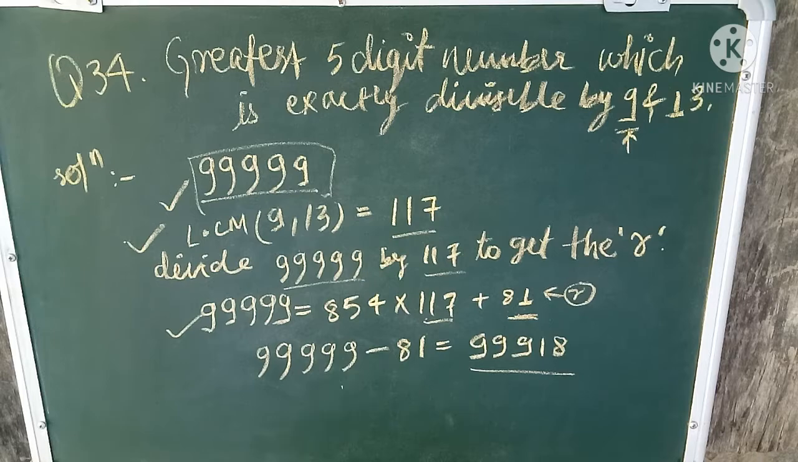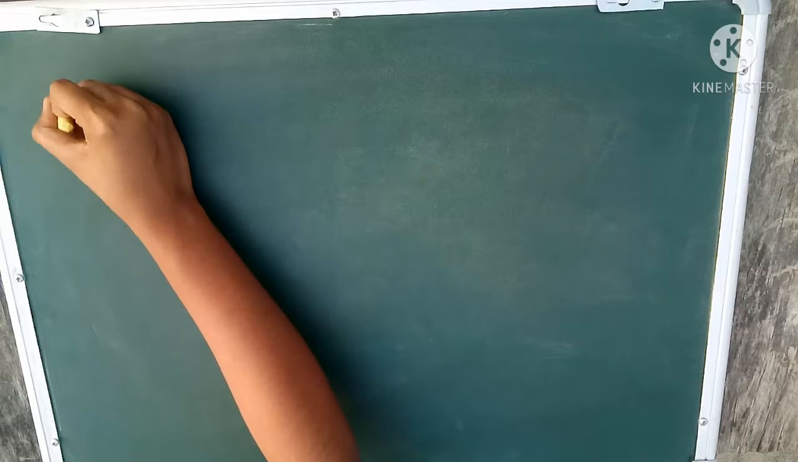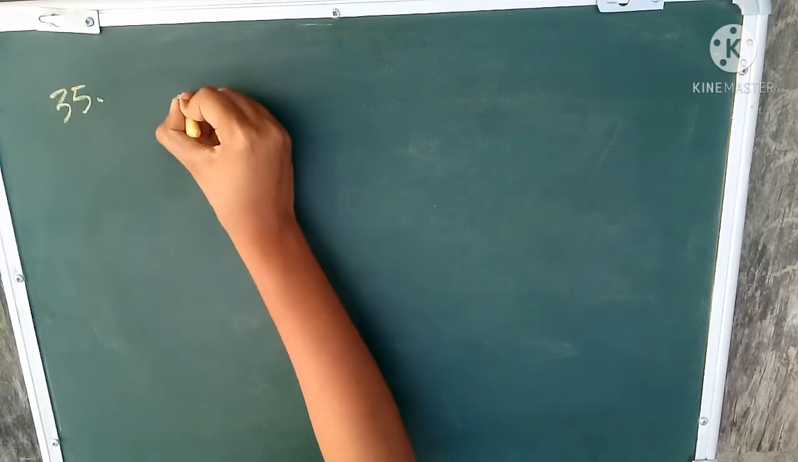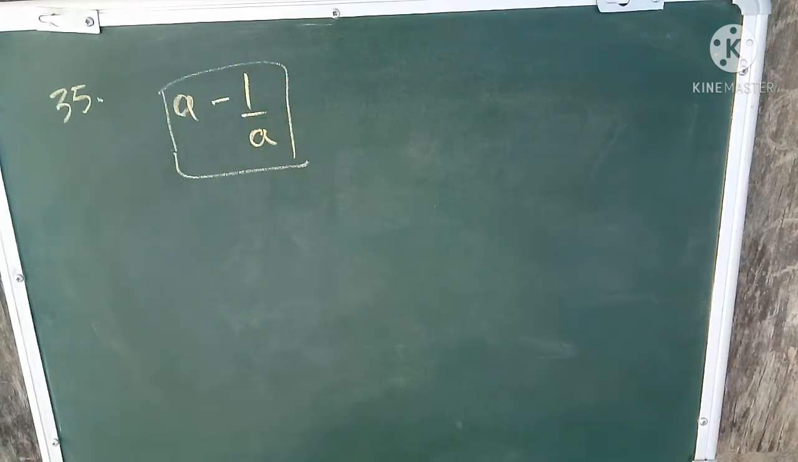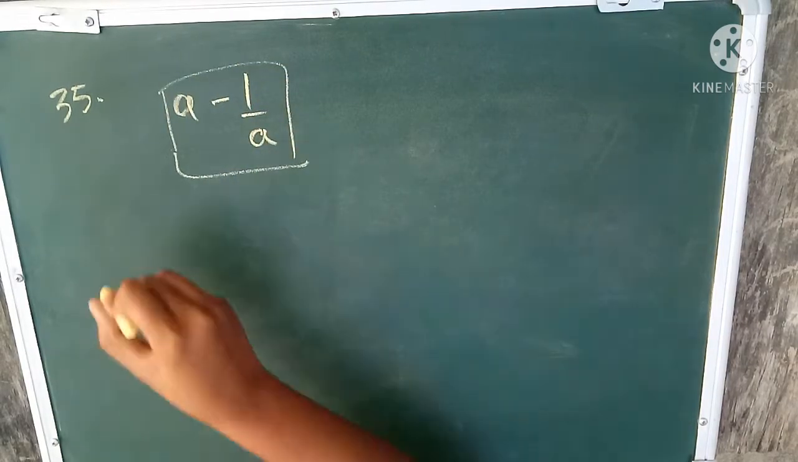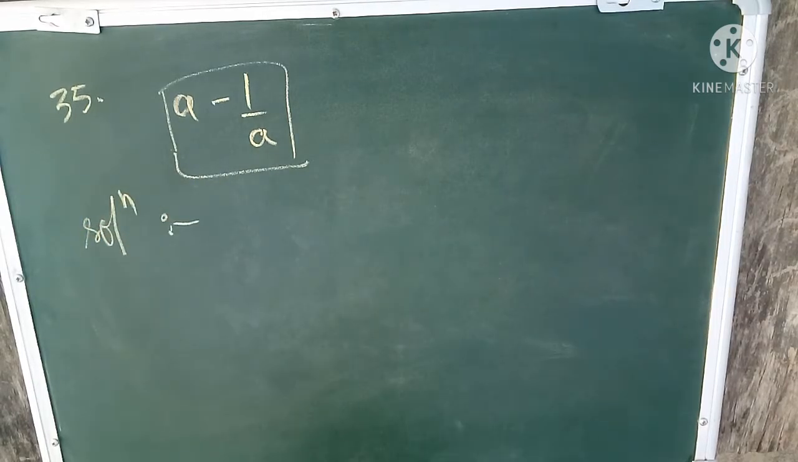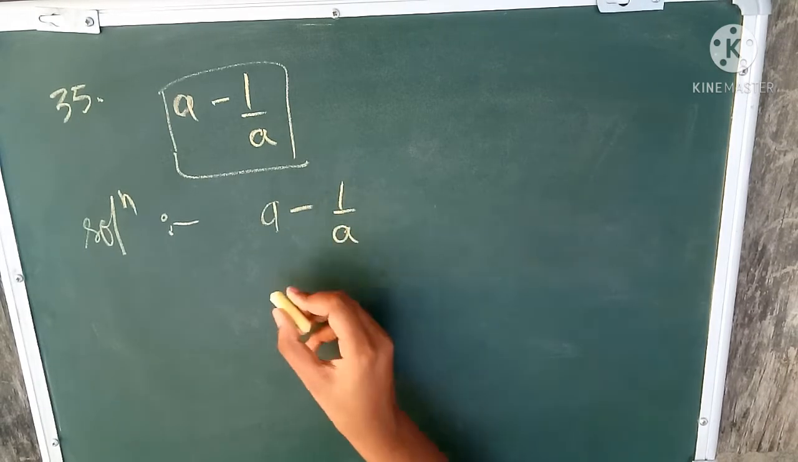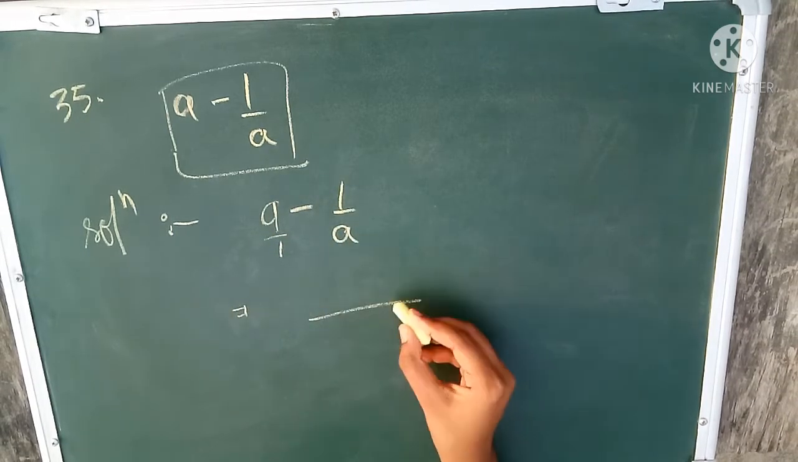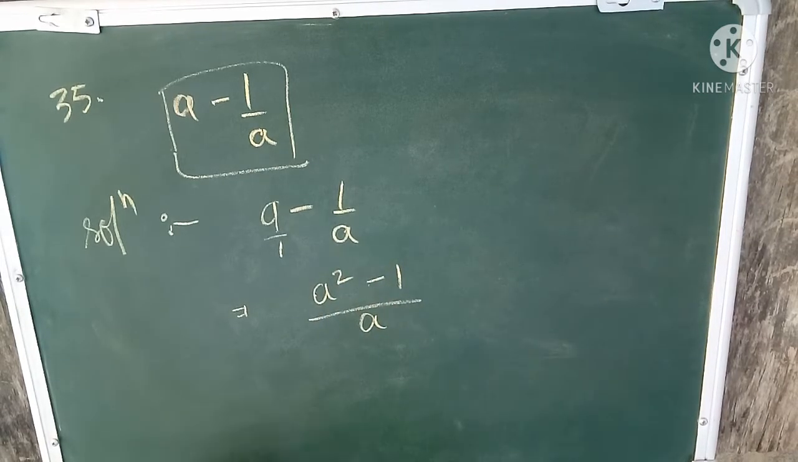Here we need to find out the multiplicative inverse of the given term. 35. The term is a minus 1 by a, and we need to find out the multiplicative inverse of this term. So before we find out the multiplicative inverse, let us first solve this into the simplest form. We have a minus 1 by a. So here we can take the LCM of it. We will get here a, and it will become a square minus 1. So this is the simplest form. We cannot simplify it any further.